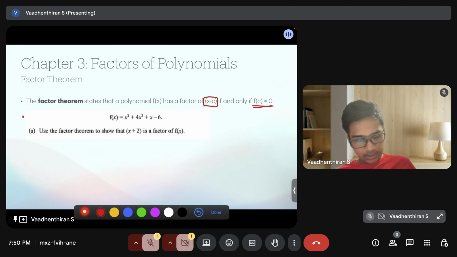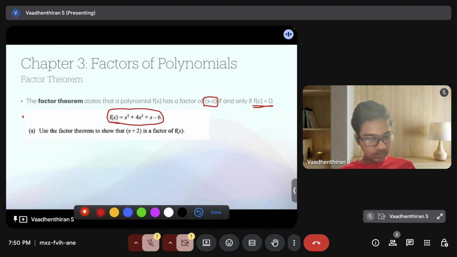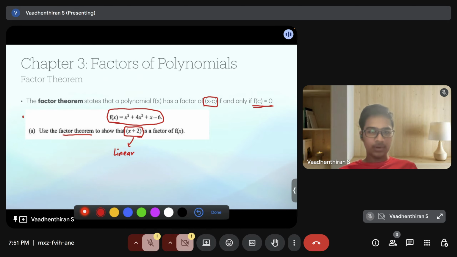You can see f of x is x cubed plus 4x squared plus x minus 6. You need to use the factor theorem to show that x plus 2 is a factor. This should always be a linear factor. Using the factor theorem, you can show that this is a factor. So how do you use this linear equation in the factor theorem?